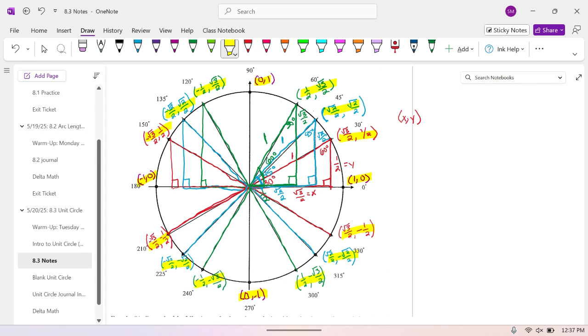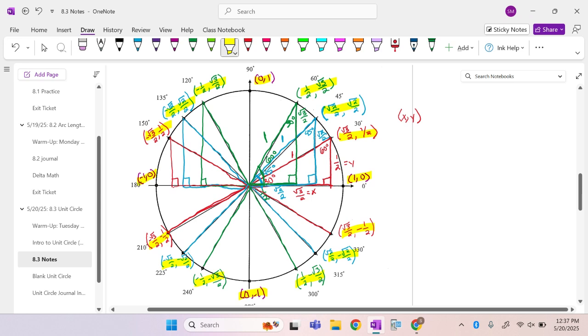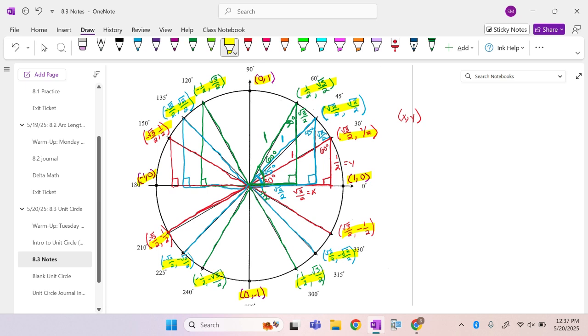So if you remember, you really only have to remember the first quadrant, because I will be quizzing you every day on this unit circle and I will time you on it. You'll get 5 minutes for your first attempt, which will be tomorrow. If you remember the first quadrant, the rest of it's easy.